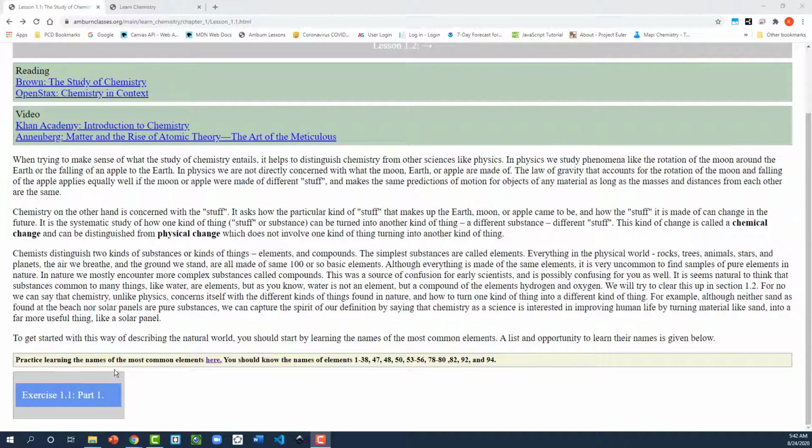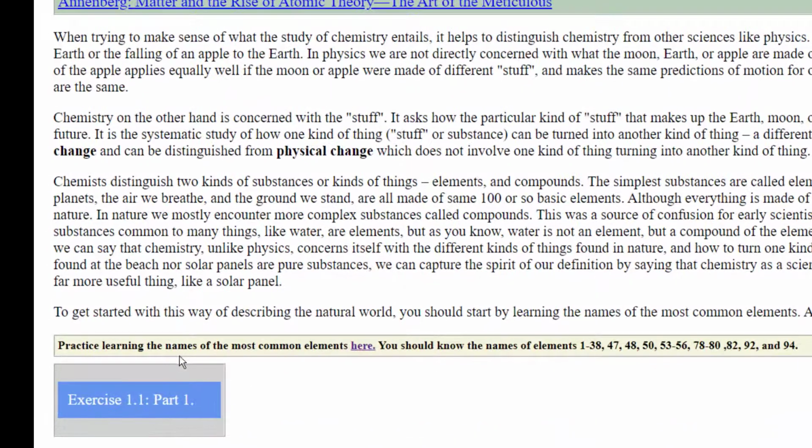Welcome to the tutorial for exercise 1.1 part 1. We're at the beginning of the course, so let's see what we're supposed to do here. The exercise itself just asks you for the names of elements. If you look above here though, it says practice learning the names of the most common elements here. So here's a place for us to practice, and it tells us which elements that we need to know. The first 38, and then just kind of a random collection. It looks like 47, 48, 50, etc.